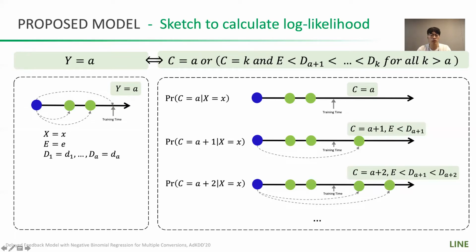total probability. We can easily check that if C is A plus 1 or A plus 2, the delay D sub A plus 1 or D sub A plus 2 will be greater than E. So the event expressed by Y and D can be re-expressed as C and D. And those probability models are explained in the previous page. Therefore, by considering all these cases that could happen, we'll obtain a likelihood for a sample Y is A.